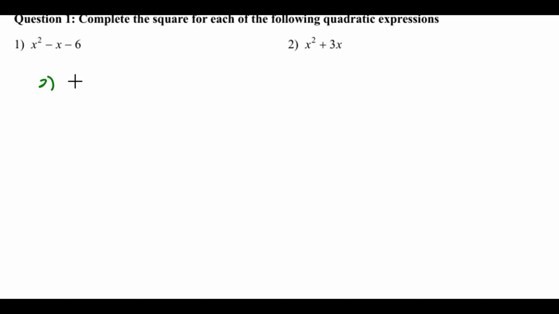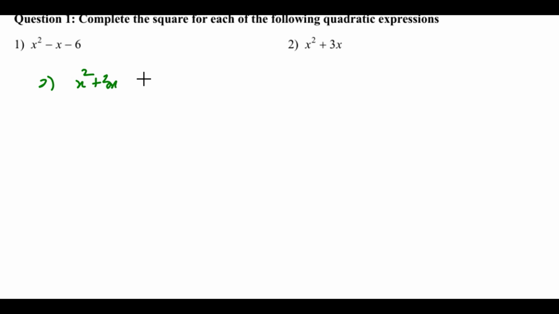And number 2, x squared plus 3x. The first thing we do is ensure that the coefficient of x squared is 1. Now for the whole of question 1, the coefficient of x squared is going to be 1, so we're not going to refer to that anymore, because every one of the 10 questions in question 1 will have the coefficient of x squared being 1. So we're just going to proceed straight to the second step. Question 2, we'll have to ensure that the coefficient of x squared is 1, but we'll get to that when we get to question 2.